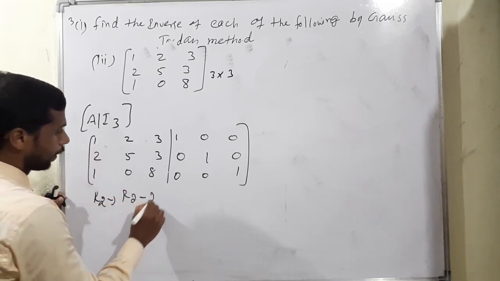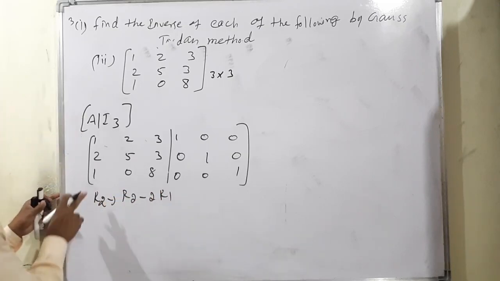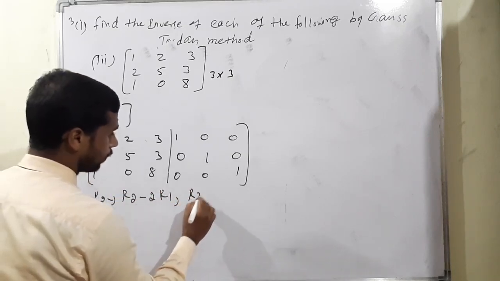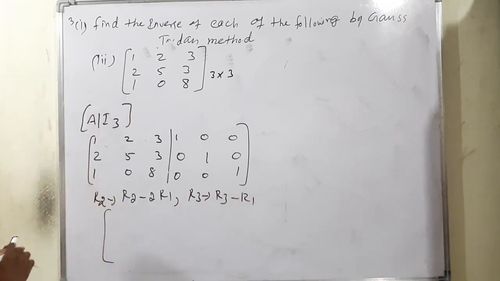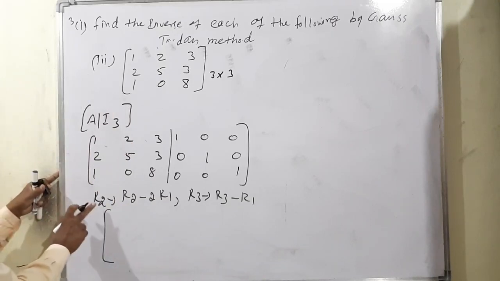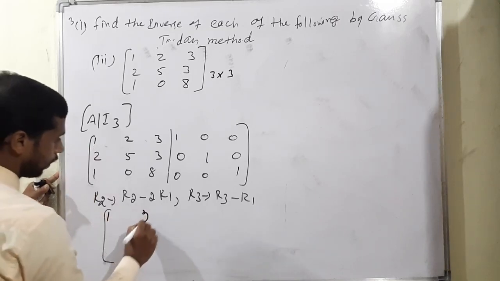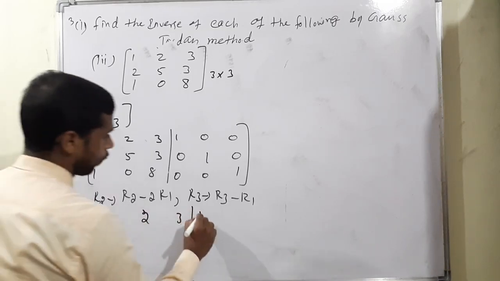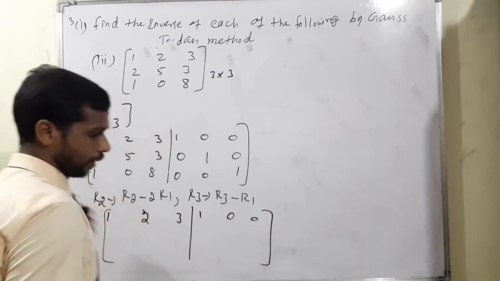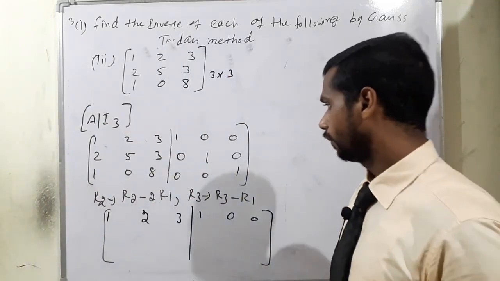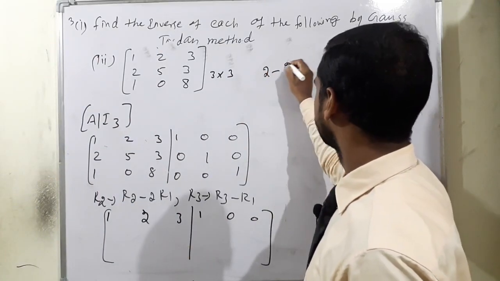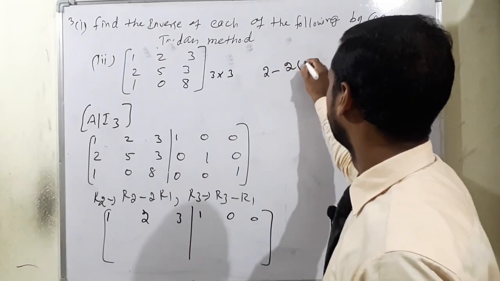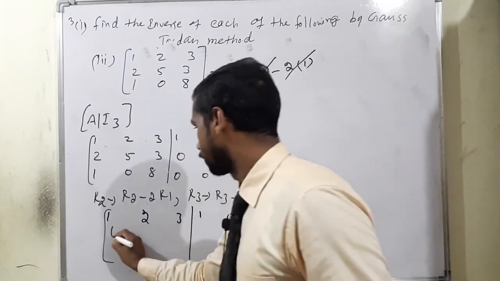R2 gives R2 minus 2 into R1. So R3 gives, directly we can write it, R3 minus R1. So what will change? R3 minus R1 is there. First one, R1 as it is. What is the R1 term? 1, 2, 3. So 1, 0, 0. So next condition. R2 is equal to R2 value 2 minus 2 into R1 value 1. Now we can say plus 2 minus 2 cancel, means value 0.